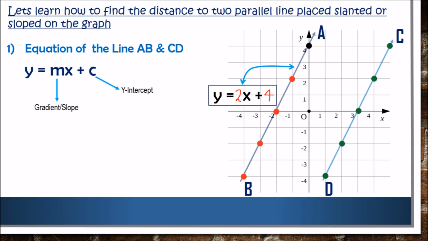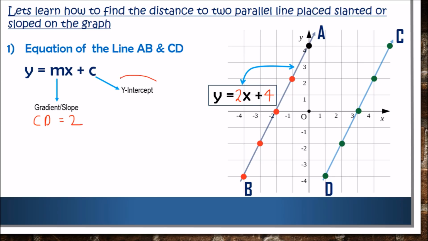So let's do the same thing and find the equation of line CD. But before that, keep in mind that two parallel lines have the same gradient. So the gradient of line CD will be 2 as well, because the line parallel to CD is AB and AB has a gradient of 2. That's why CD will have a gradient of 2, because two parallel lines have the same value for gradient. So the gradient of our line CD will be 2.